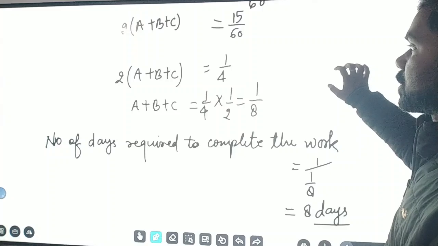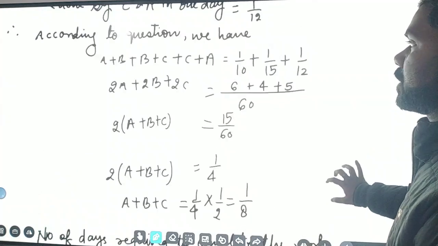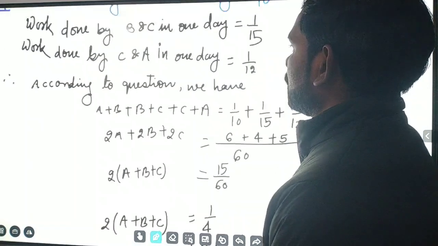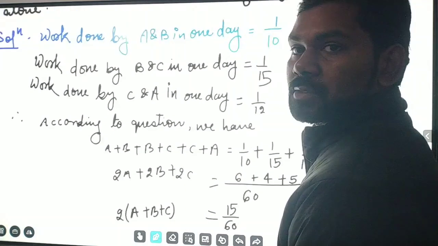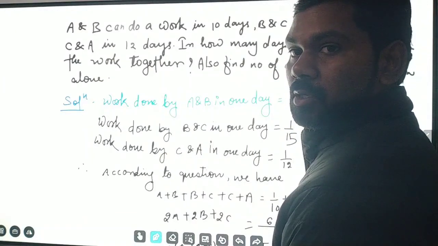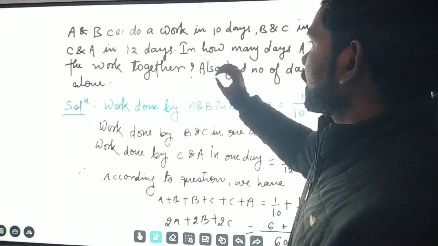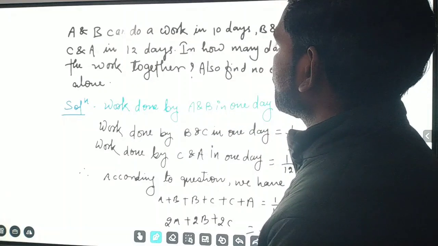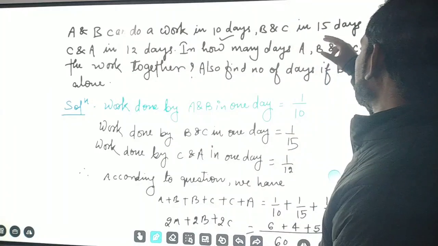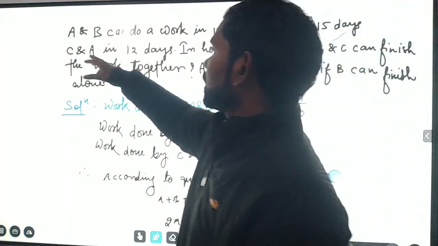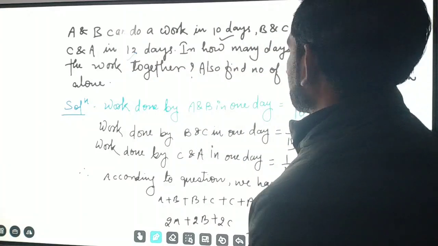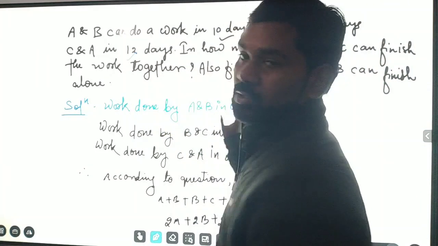So let's see the solution once again, and after this we will see the next step. Here we can see the question. Once again, let's see what the question is. A and B can finish a work in 10 days, B and C can finish it in 15 days, C and A can complete it in 12 days. In how many days can A, B and C finish the work together? So this is your question.